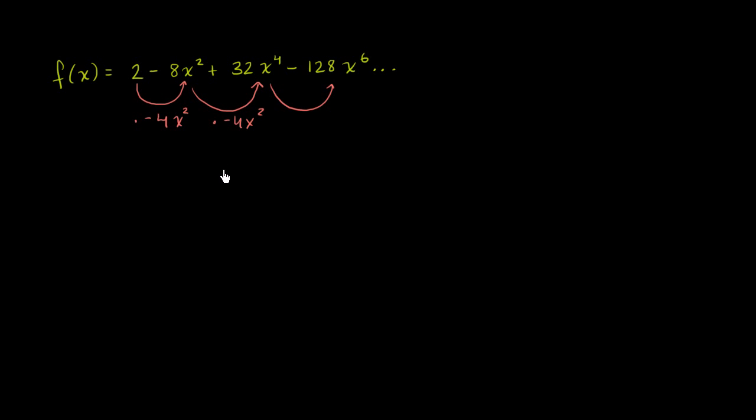Now what's neat about this is that we can then use this information. We know how to take the sum of an infinite geometric series when we know its common ratio. We've proven this in previous videos, but the formula is essentially the first term, which is 2, over 1 minus the common ratio. Well, what's the common ratio? It's negative 4x squared. So if we want to simplify this, this would be 2 over 1 plus 4x squared.